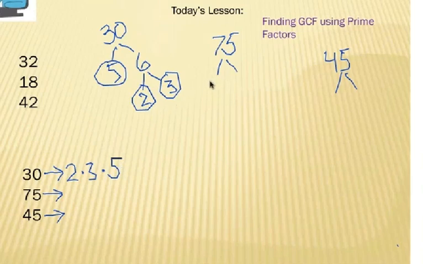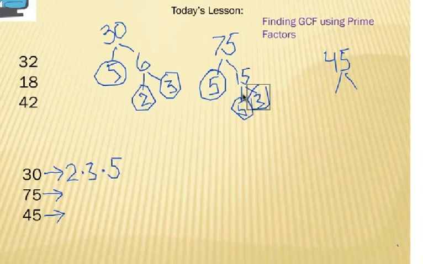So 75 is my next number. And how about 5 times 15? Okay? Or you can even do 25 times 3. Believe it or not, the result will be the same when I'm all done. But if I do 5 times 15, 5 is prime, 15 is not. 15 is going to be 5 times 3. So those are prime, all of my branches are done, and I have 5 times 5 times 3, but let's put it in order.